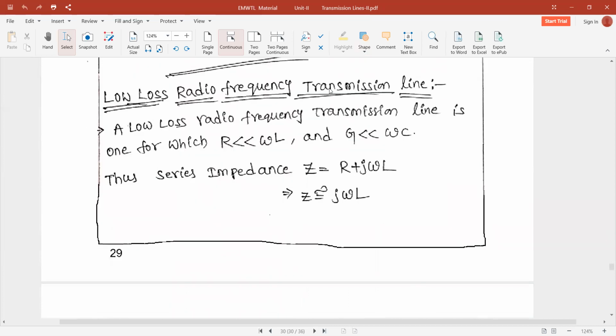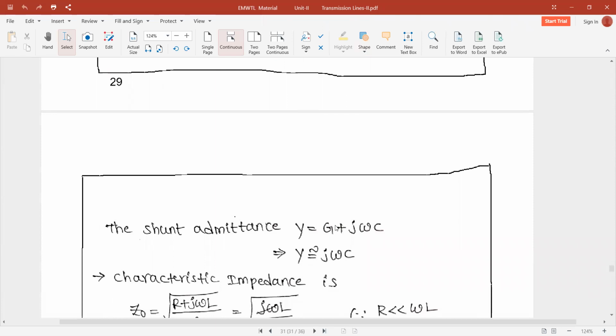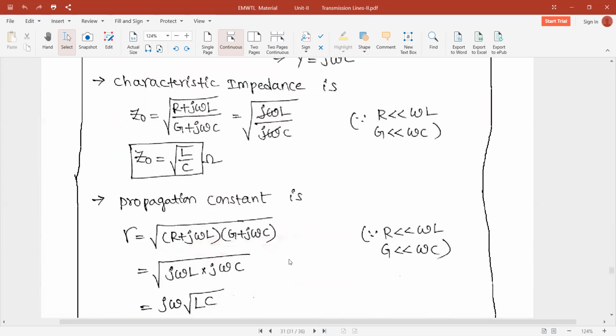And for the lossless radio frequency transmission line, we already know that R is very much less than omega L and G is very much less than omega C, and Z is approximately equal to j omega L because R is neglected. Here in the admittance Y, G is neglected, Y is j omega C. The characteristic impedance we know is under root of (R plus j omega L) by (G plus j omega C). The characteristic impedance is under root of L by C.